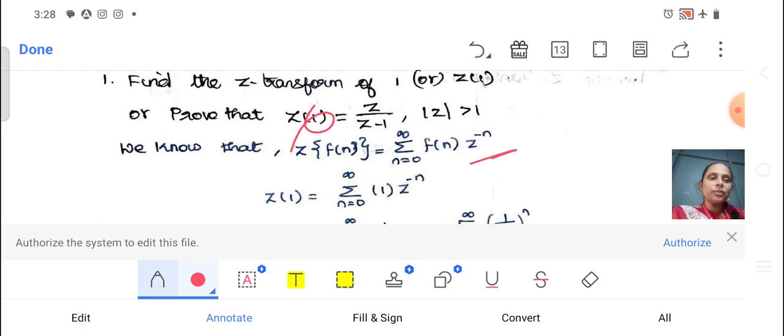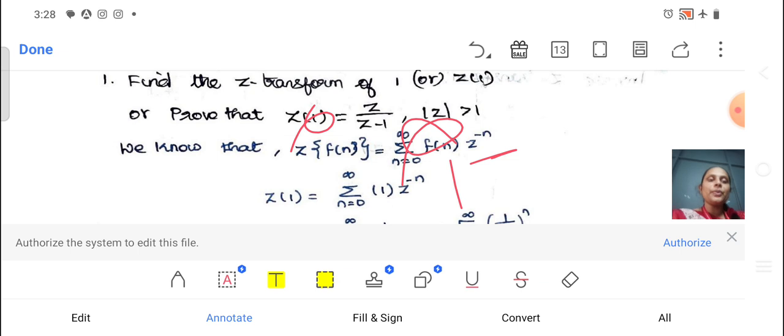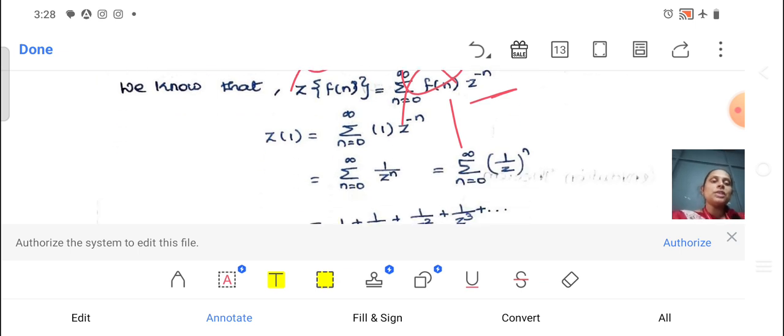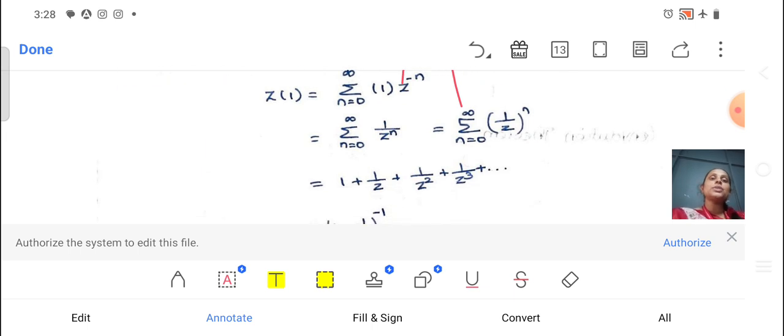Here we replace the f of n value with 1, in the interval 0 to infinity. In this, z power minus n comes from the denominator, so 1 divided by z power n. So it equals summation n varies from 0 to infinity of 1 divided by z the whole power n. Next we substitute the n values: n equals 0, n equals 1, n equals 2, up to infinity. The value is 1 plus 1 by z plus 1 by z square.